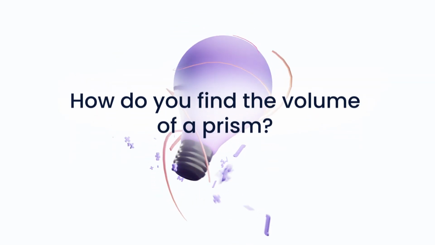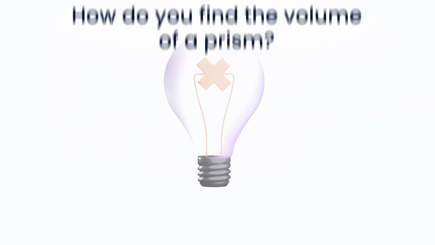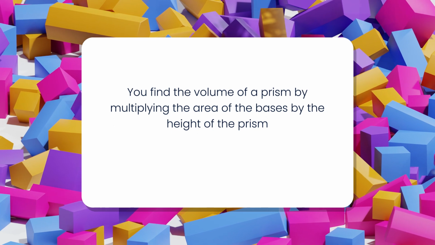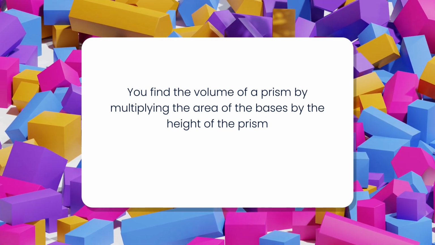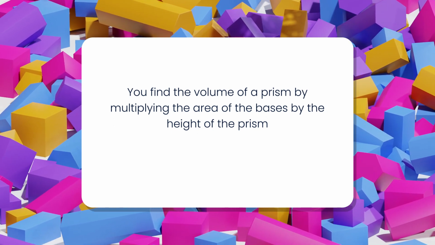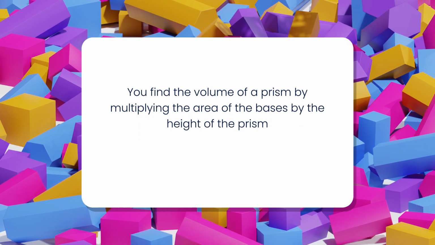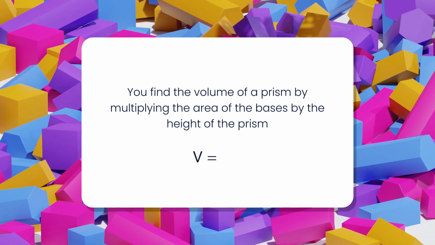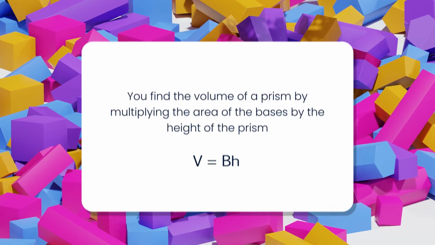How do you find the volume of a prism? You find the volume of a prism by multiplying the area of one of its bases by the height of the prism. V equals BH. Let's look at an example.